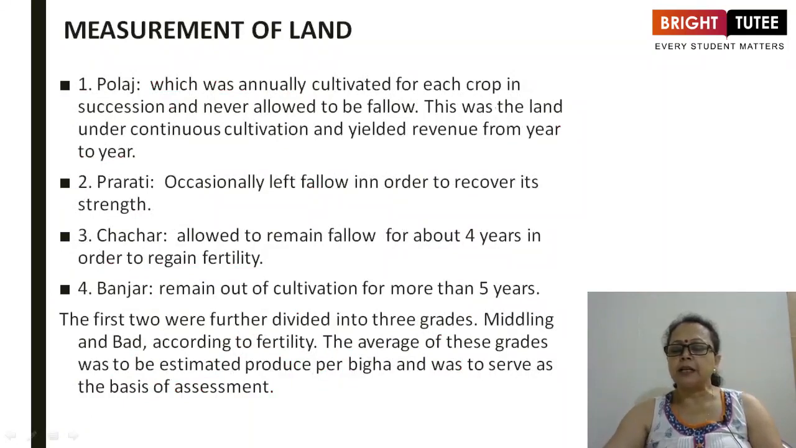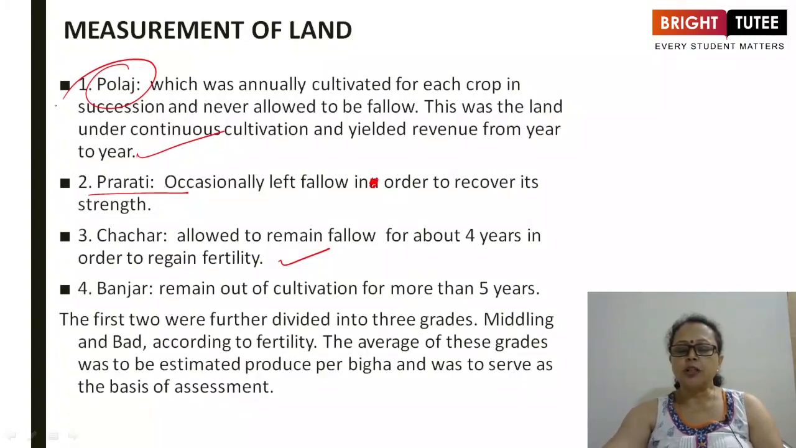Polaj was annually cultivated for each crop in succession and never allowed to be fallow. Throughout the year, two crops were there, they had to grow both the crops. This was the land under continuous cultivation and yielded revenue from year to year. Then Parauti was occasionally left fallow in order to recover its strength. Chachar was allowed to remain fallow for about 4 years in order to regain fertility. Banjar remained out of cultivation for more than 5 years.